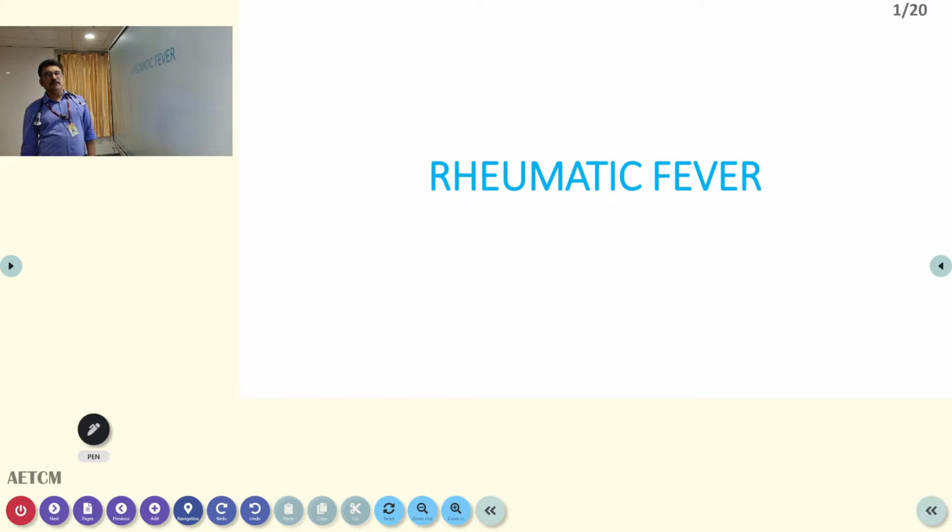Today we will discuss one of the important cardiac problems, that is rheumatic fever. Rheumatic fever can sometimes involve many organs in our body, including the heart. That's why it is called rheumatic heart disease. Rheumatic fever and rheumatoid arthritis are totally different entities. Rheumatic fever is a post-infectious arthritis leading to cardiac disease. Rheumatoid arthritis is an inflammatory immune-mediated arthritis that can also sometimes produce effects in other organs.